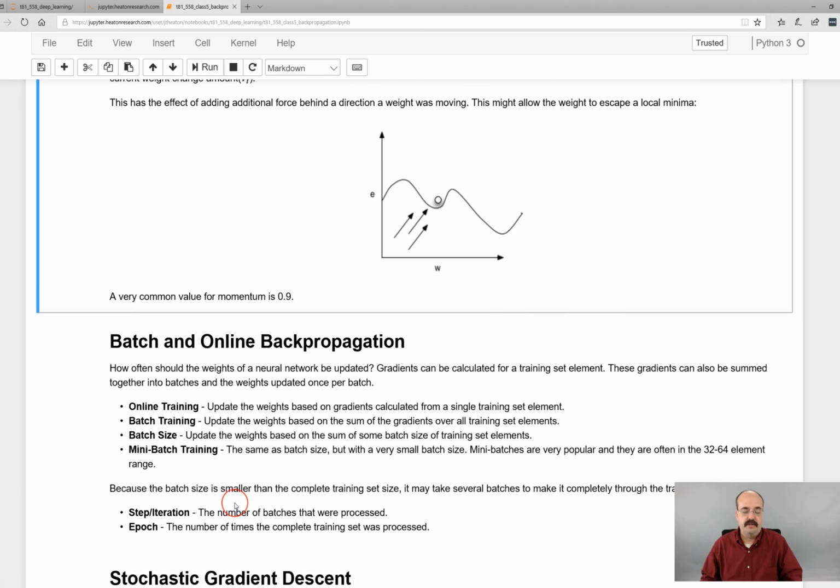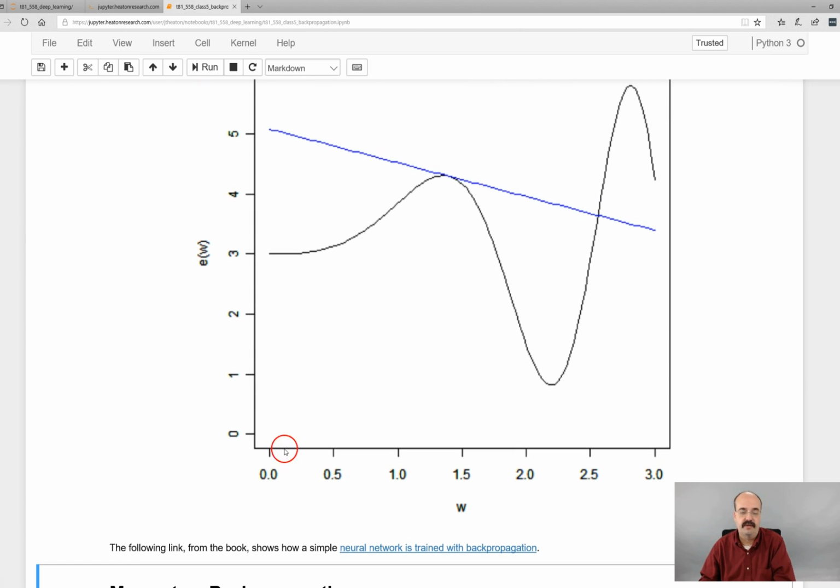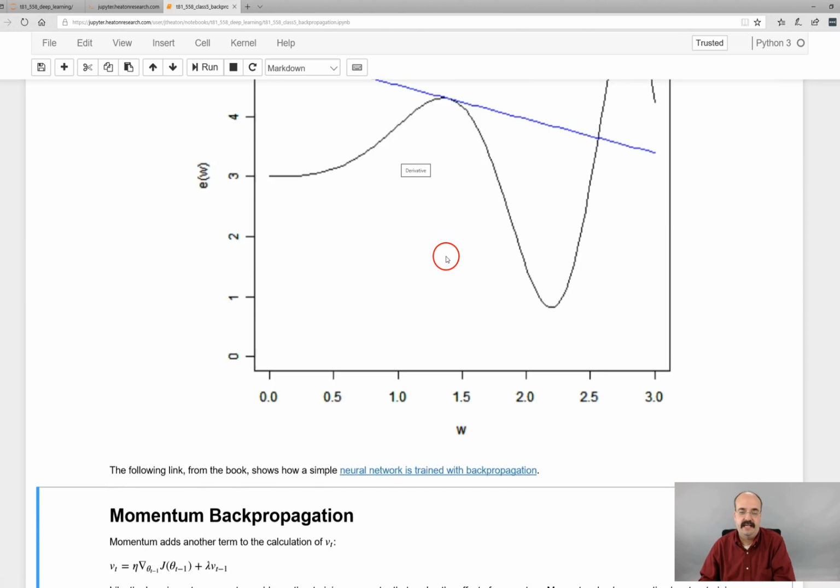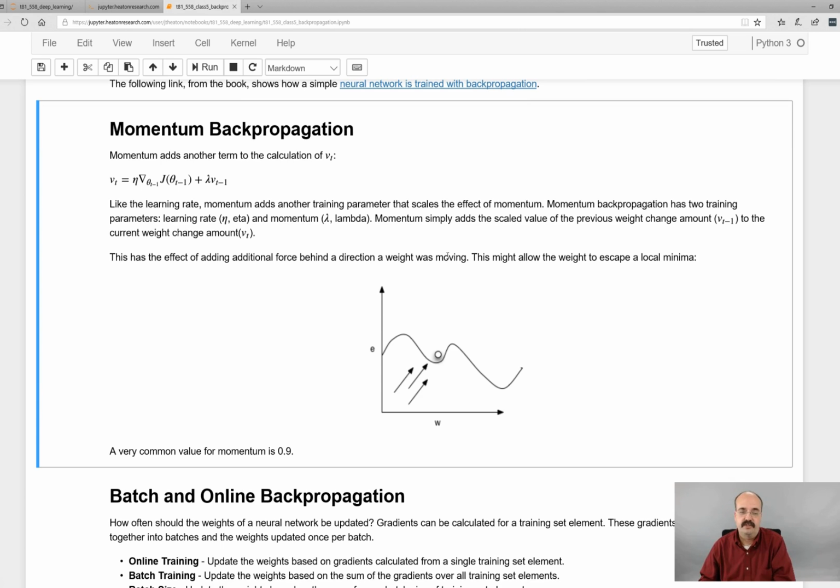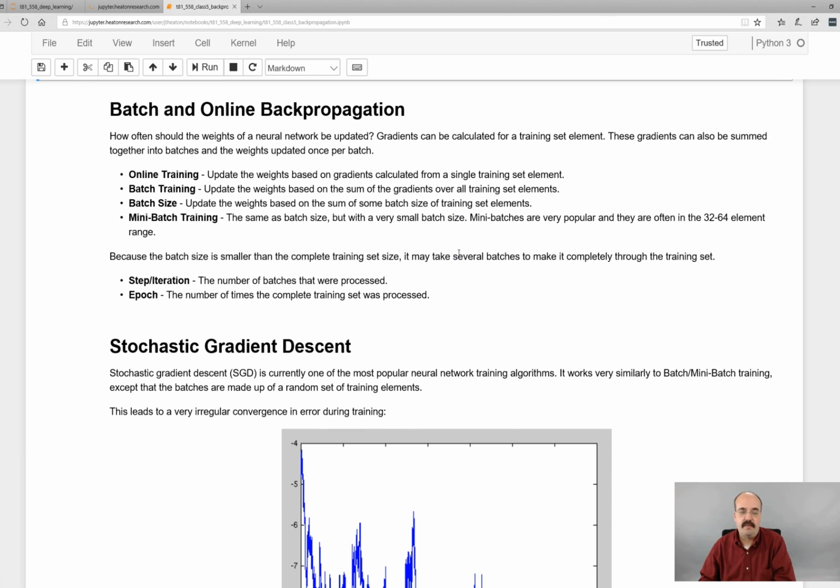Next, we're going to look at batch and online backpropagation. So this is an important concept for propagation training. We'll see later that we can configure these values in TensorFlow and determine what the batch sizes will be. Batch is simply how many training set elements you need to go through. Each of these gradients that we're calculating is for a single training set element. So you might have 1,000 elements in your training set.